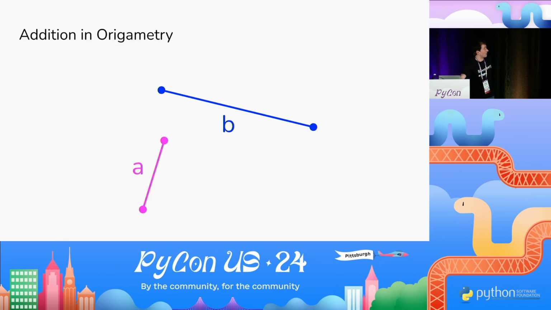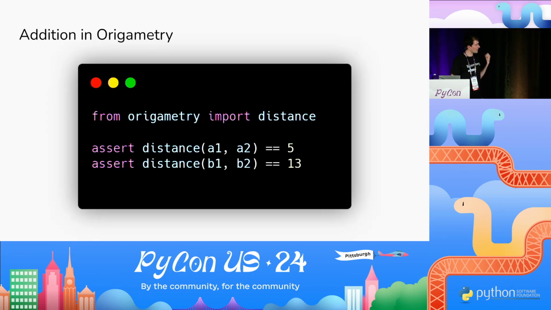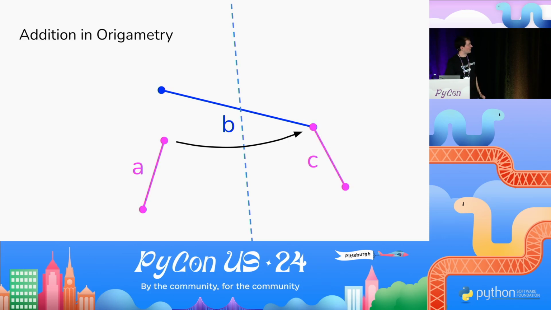Cool. Let's see it in action. Let's redo our addition algorithm using Origametry. First, going to just define a couple of points as our initial lines, and I've chosen some that make the numbers nice. So we have a distance of 5, distance of 13. It's not really to scale, but whatever. And we do our first operation.